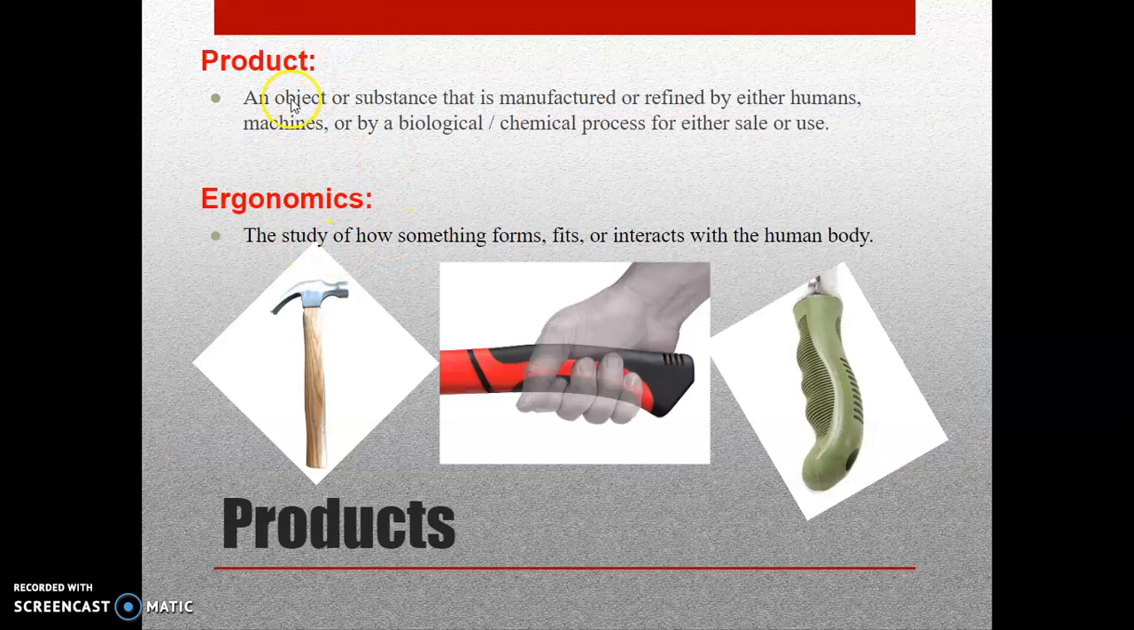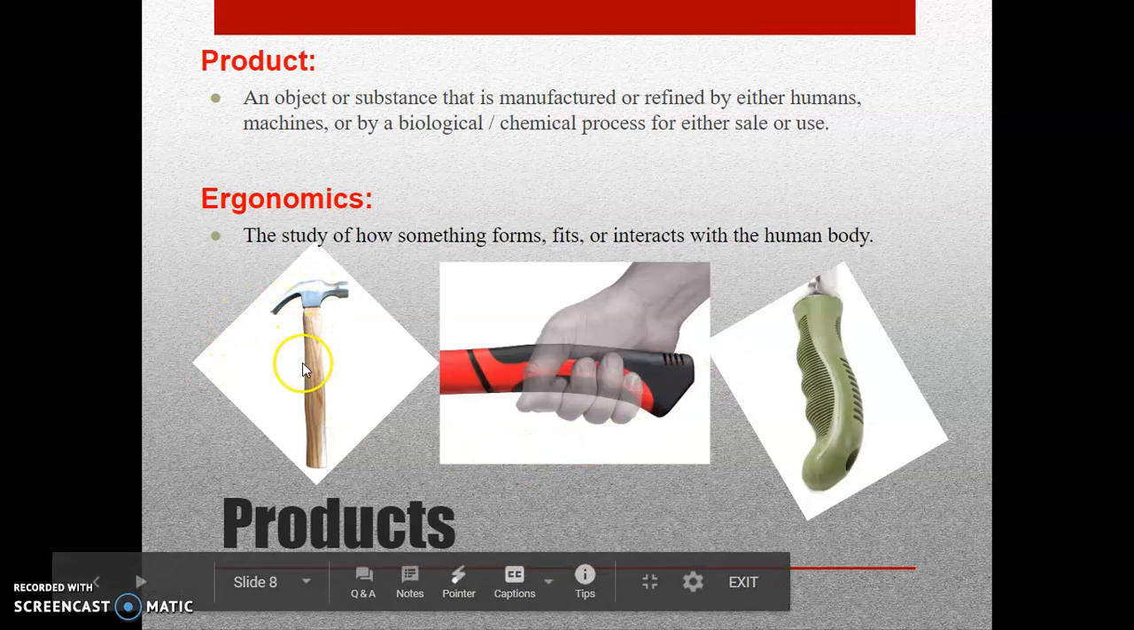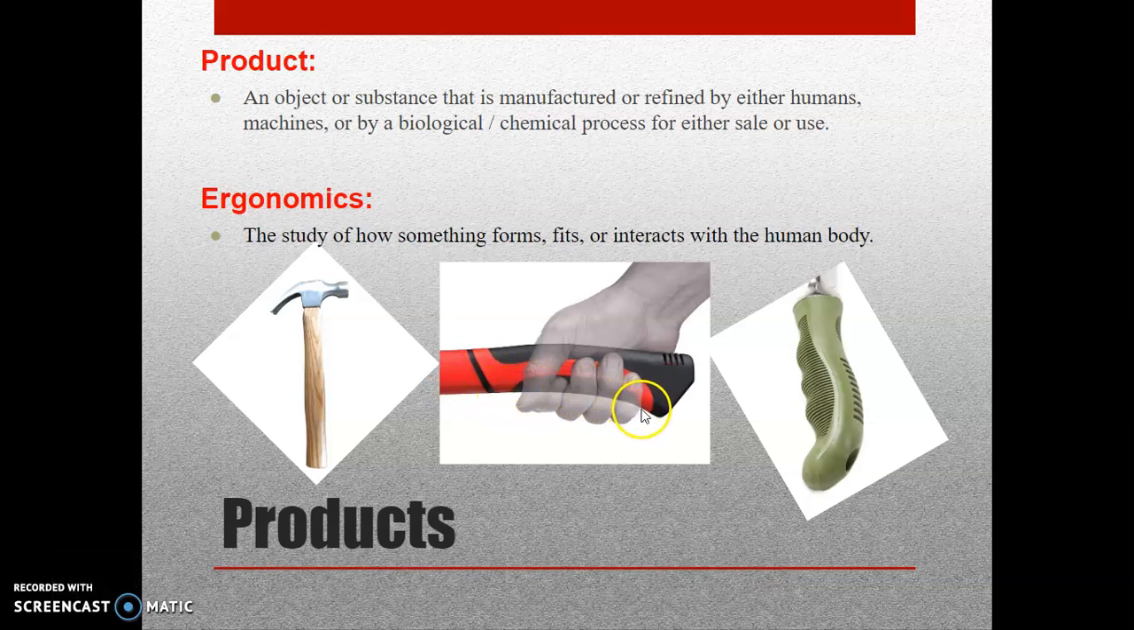So within products, you have what's called an object or substance that is manufactured. So, like what we just said, right? And within the product itself, how we actually work with that product is called ergonomics. Okay, it's kind of a hard word to say, but it's called ergonomics. So it's the study of how something forms, fits, or interacts with the human body. So the example I gave you down here in these pictures is the old typical handle of a hammer. It was just straight wood, maybe rounded a little bit, but no indents for your fingers. They started to make other handles that actually curve with your hand.